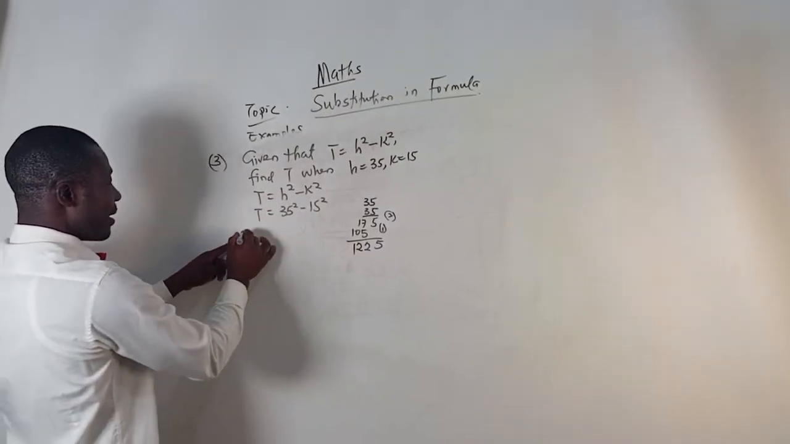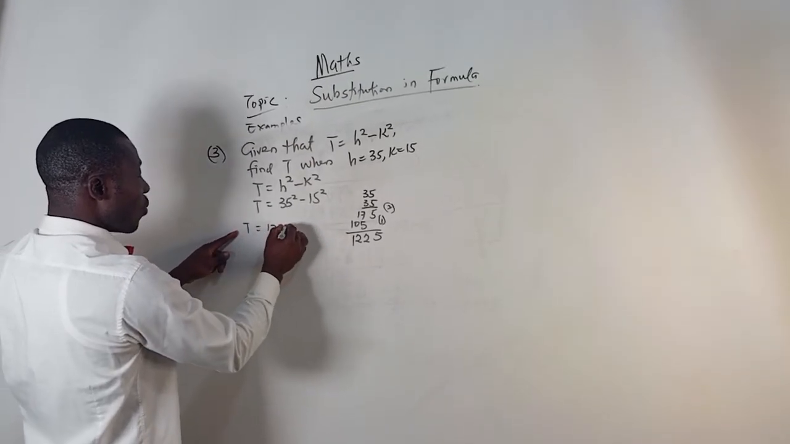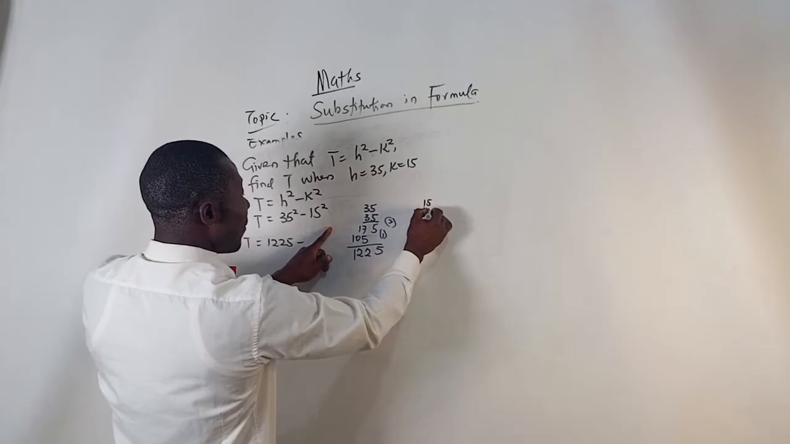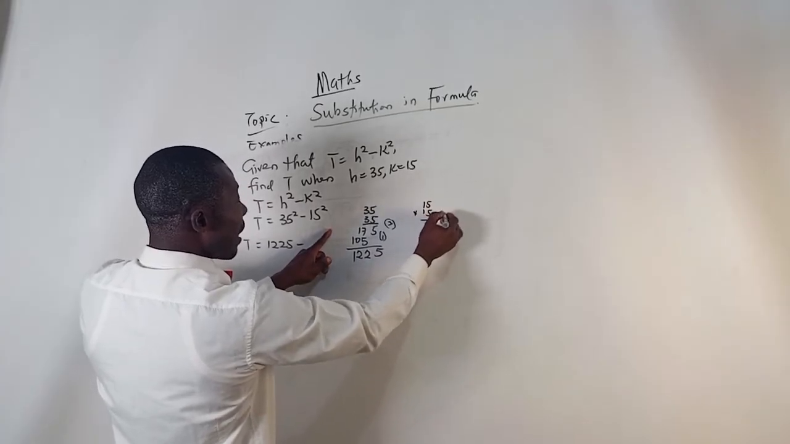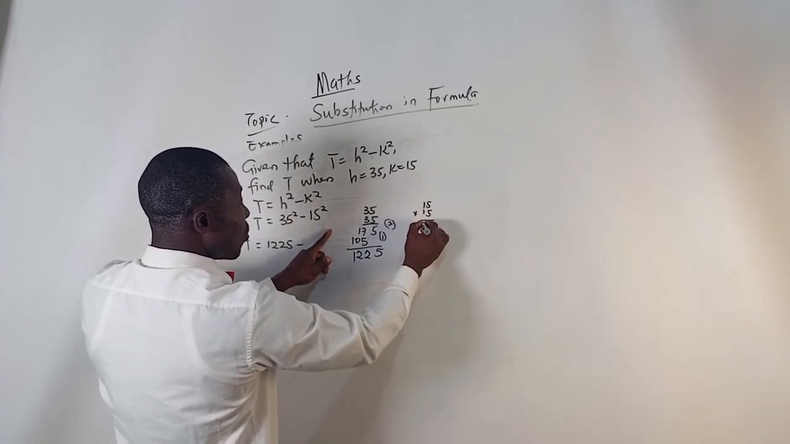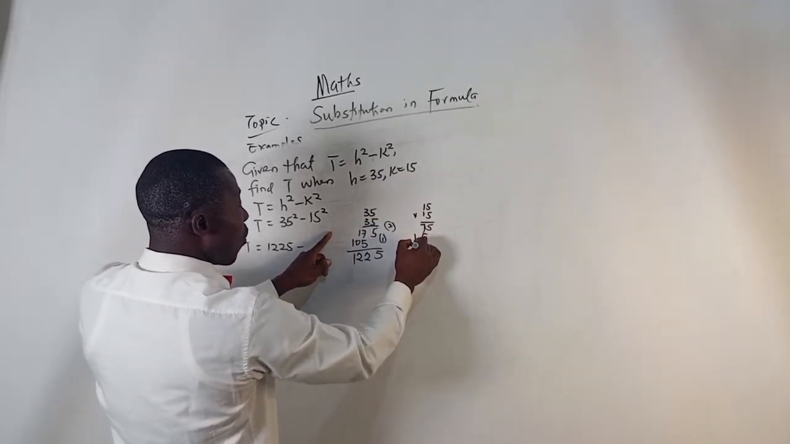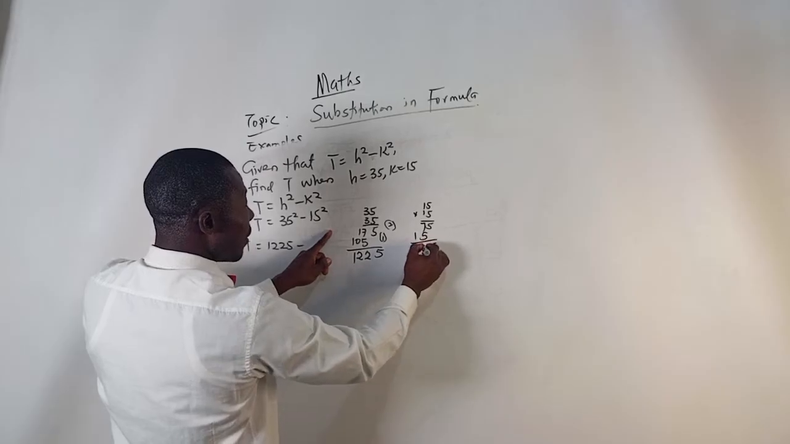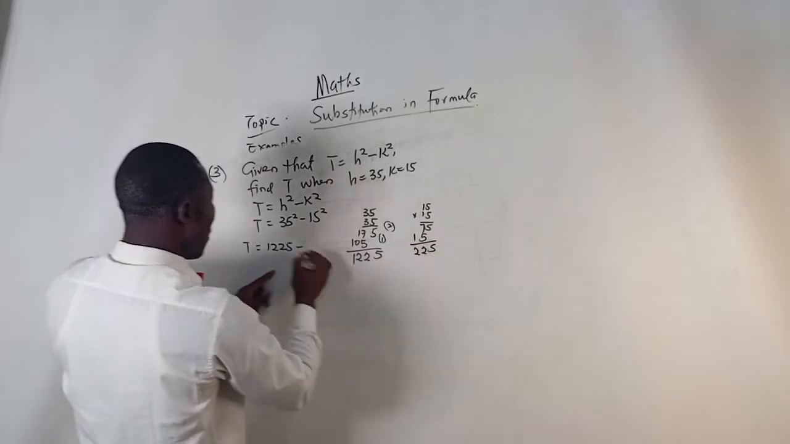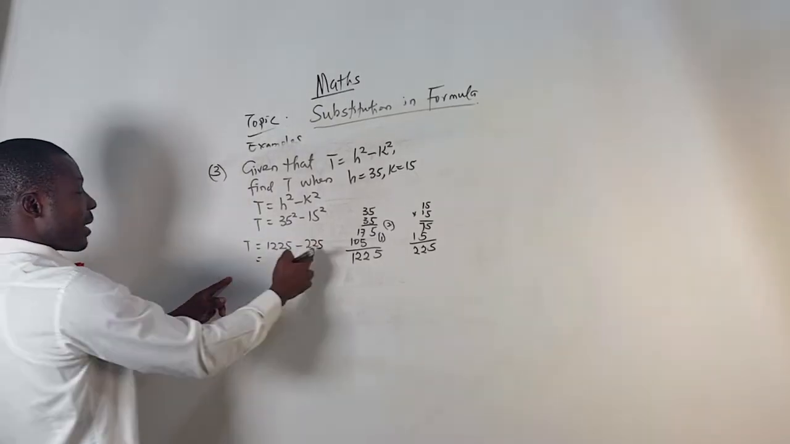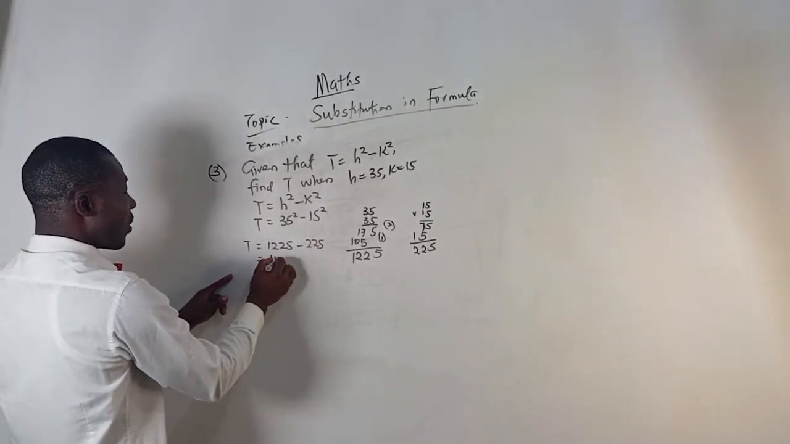We have it as t equals 1225 minus 15 squared. 15 multiplied by 15. This one gives us 5. We are keeping 2. 5 plus 2, 7. This one gives us 5. This one will give us 1. This one gives us 225. 1225 minus 225. So on this note, when we take away this out of this, we have 1000.